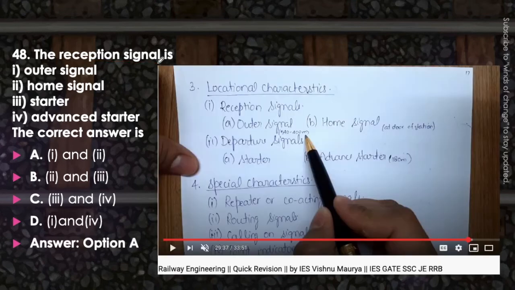So the answer will be option A, that is first and second. These two are the reception signals. It is explained in that video of railway engineering. Reception signals are the outer signal, which is at 540 to 400 meters away from the station, and the home signal, which is at the door of the station. So these two are the reception signals.